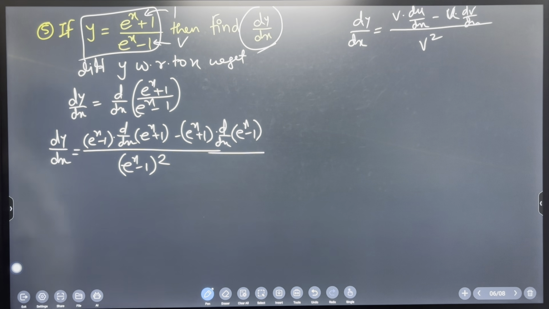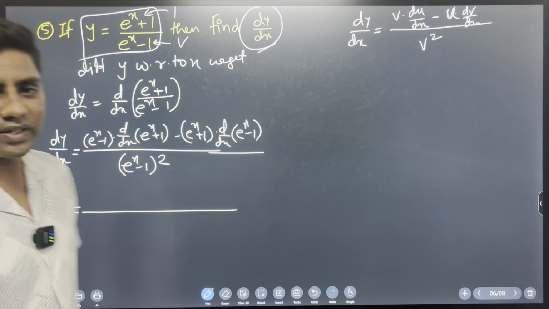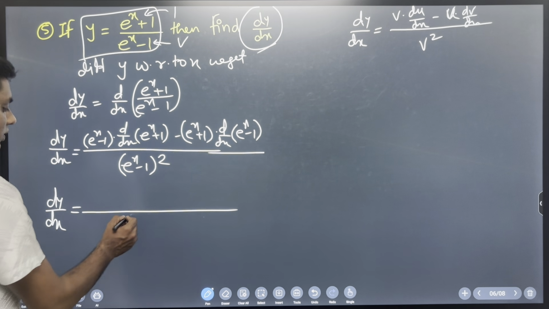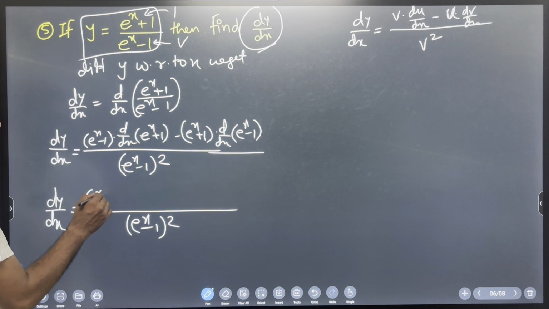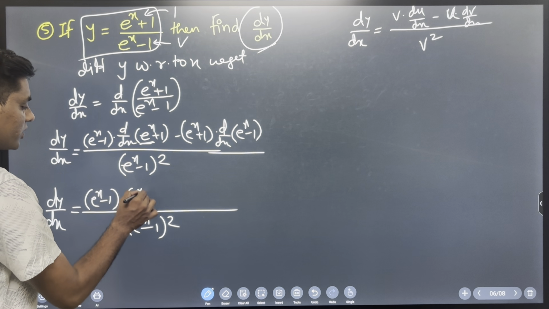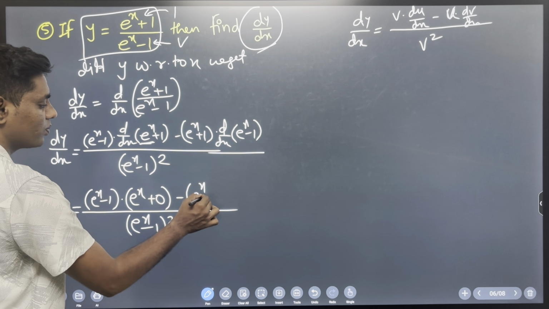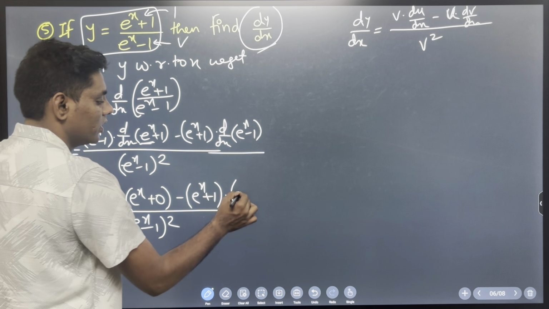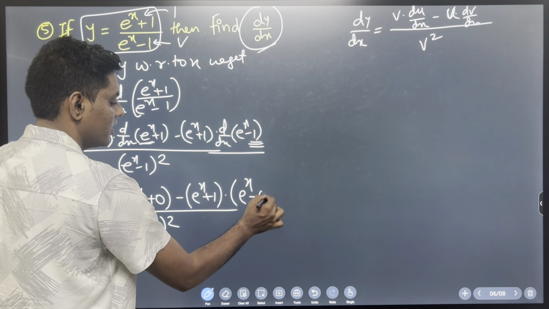Let's solve by remembering the formula for the derivative of e raised to x. What is the derivative of e raised to x? That is e raised to x. The denominator is as it is, e raised to x minus 1 square. Now e raised to x minus 1 as it is, and the derivative of e raised to x is e raised to x, and the derivative of 1 is 0. Next, e raised to x plus 1 as it is into the derivative of e raised to x, which is e raised to x. But what is the derivative of 1? The derivative of 1 is 0.